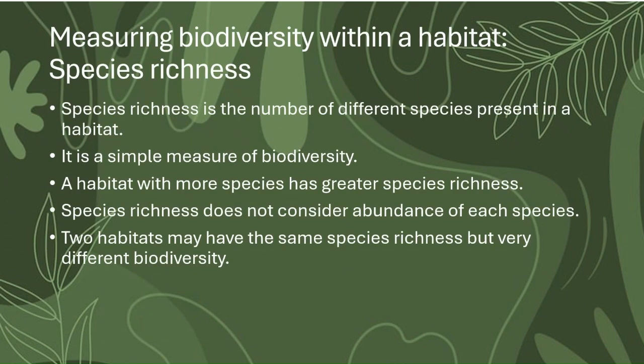So, species richness is the number of different species present in a habitat. Again, another important slide. It is a simple measure of biodiversity. A habitat with more species has greater species richness. Species richness does not consider the abundance of each species, so it does not look at the numbers of an individual species. It just looks at how many species you have in a certain habitat. So, two habitats may have the same species richness but very different biodiversity.